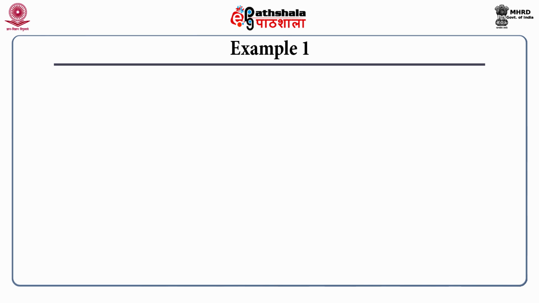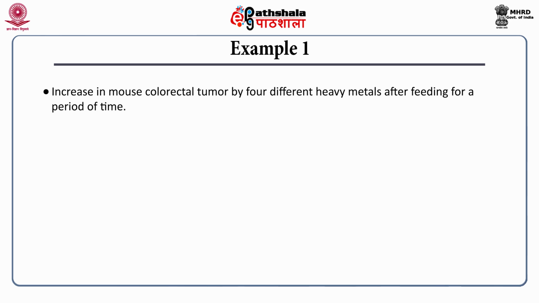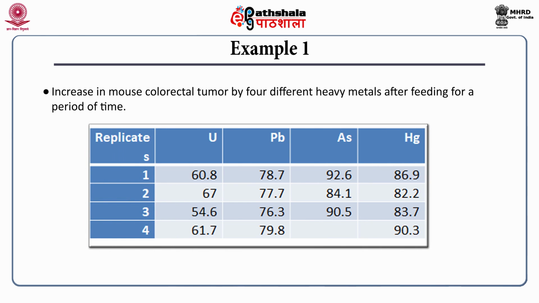We will see one example here: the increase in mouse colorectal tumor by 4 different heavy metals after feeding for a period of time. You can see there are 4 columns: uranium, lead, arsenic and mercury. Each column has values. These are replicate measurements, and 3 of them have 4 replicates, while in the case of arsenic there are only 3 elements. So the factor is only one, increase, which can be tumor weight.